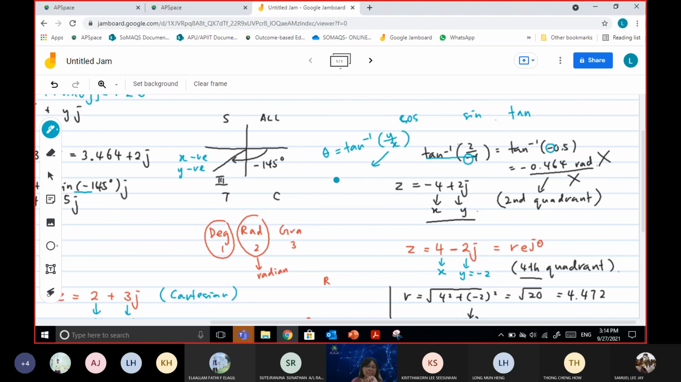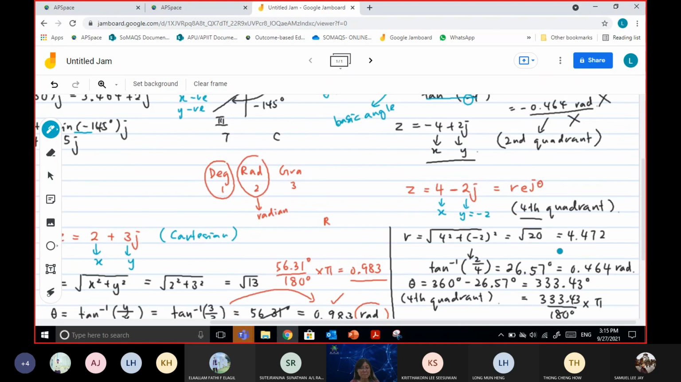So this one you should always calculate using the basic angle. The rest is no issue. The only issue is with the argument theta, arctangent y over x. Always don't put in the sign, but calculate the basic angle. Deal with the basic angle, then find the degree or radian of the second, third, or fourth quadrant. After that, you only convert to radian. That way your answer must be 100% correct.